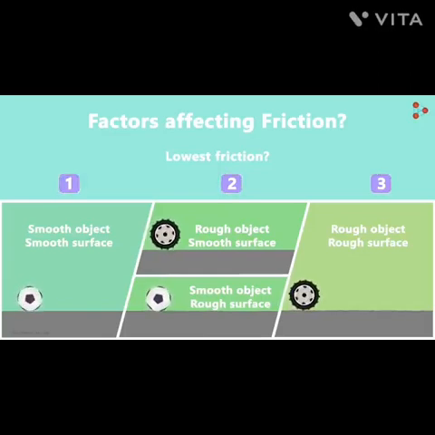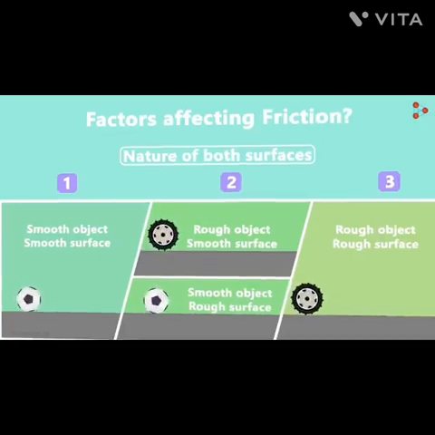If we just look at these 3 situations, we can say that the force of friction increases as we go towards the right. So can you tell me the first factor on which the force of friction depends? Yes, it depends on the nature of the surface on which the object moves and the nature of the surface of the object. Yes, it depends on the smoothness or the roughness of the 2 surfaces which are in contact with each other.